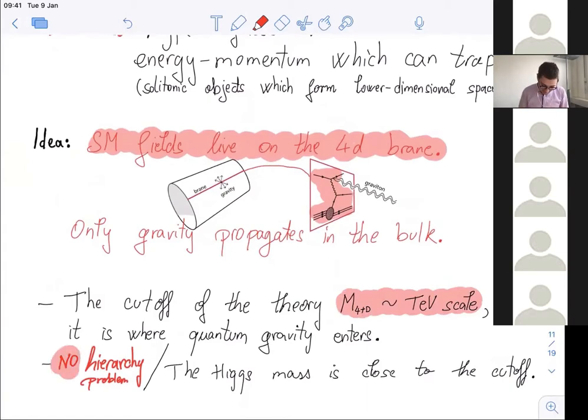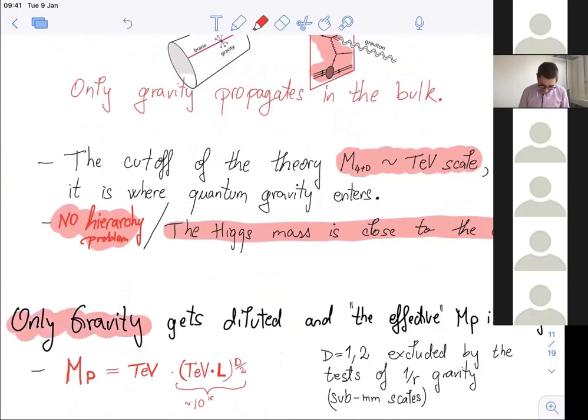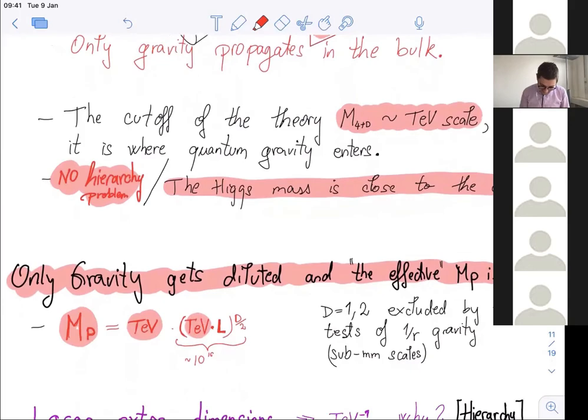We don't have a hierarchy problem because the Higgs mass is close to the cutoff. It's only gravity that gets diluted, and the effective M Planck is huge. So remember, M Planck will be the cutoff, TeV, to the power D, times L. So now if this is 10 to 16, then the Planck mass can really be matched to what is observed, 10 to 19 GeV. D is the number of space-time dimensions.